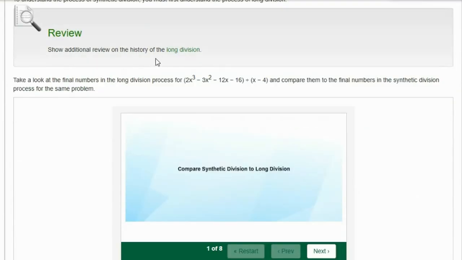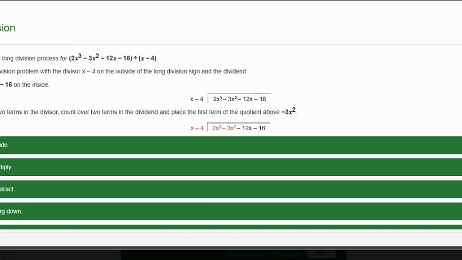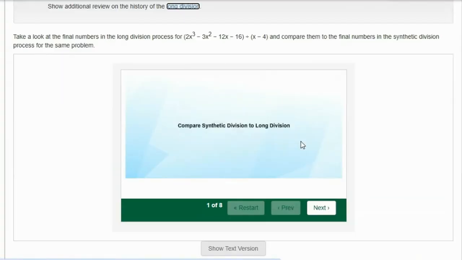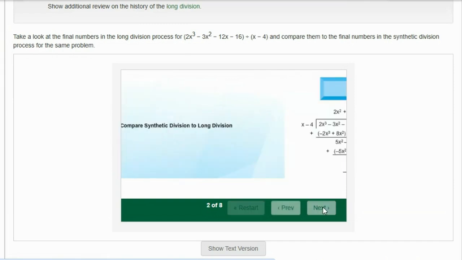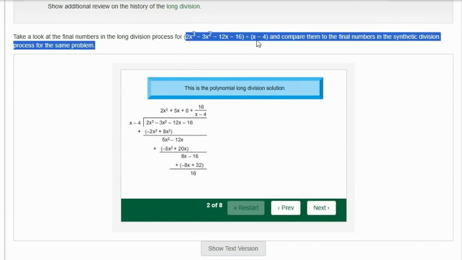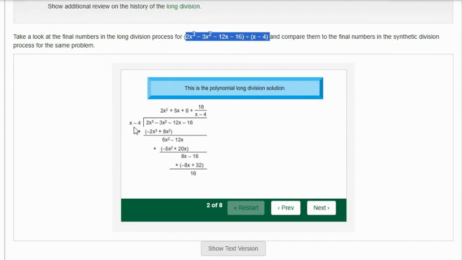Okay, here's an addition. This is a review on long division. If you want to do another long division problem, we don't. We want to look at synthetic division. So this is the polynomial long division of this problem right here, dividing x minus 4 into this 4-term polynomial.